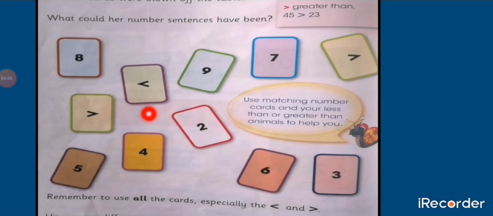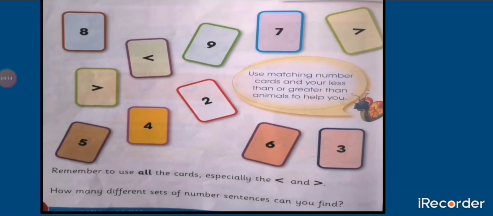We can make the possible numbers with the help of these cards. We have greater than and less than signs also here. This one is the greater than sign. This one is the less than sign. Remember to use all the cards, especially the smaller than and greater than symbols. How many different sets of number sentences can you find?